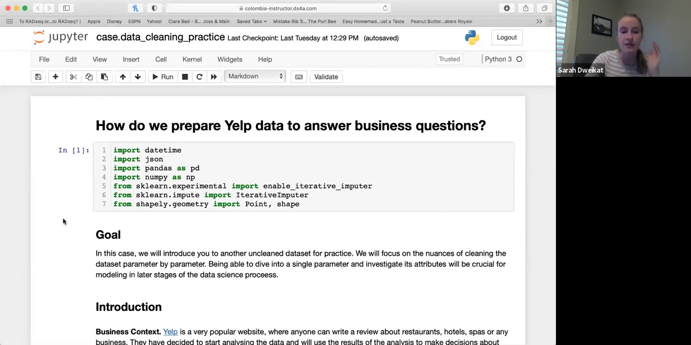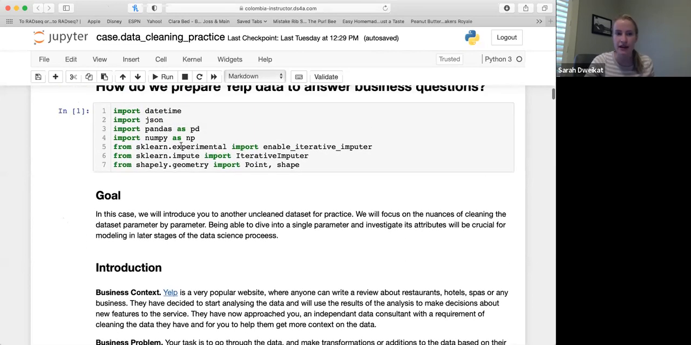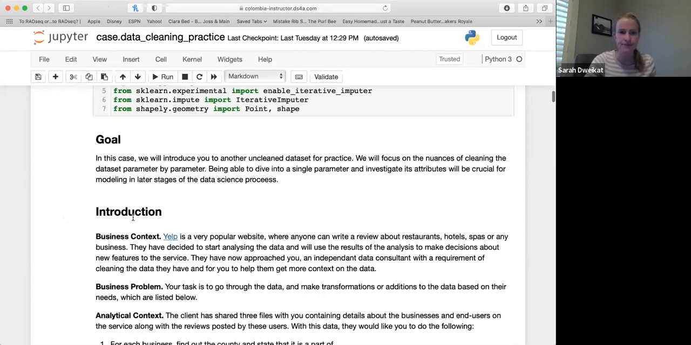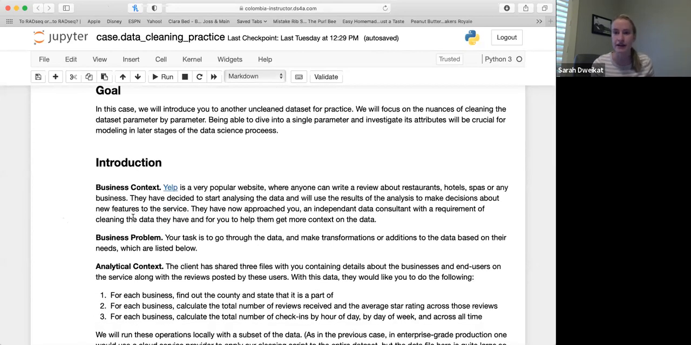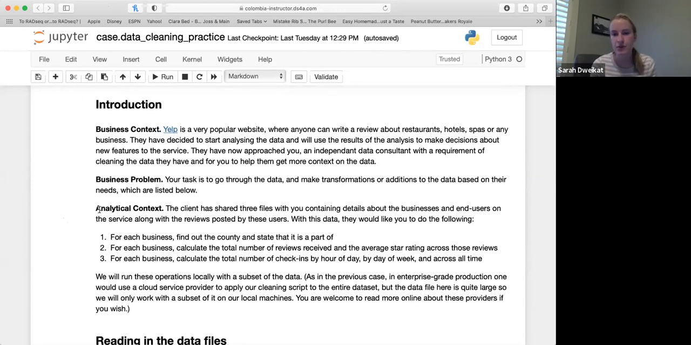Okay, so the goal of our case today, and you can follow along with getting your packages imported, is data cleaning, like I said. We're going to work with an unclean data set, and we're going to continue on with what you've been learning and do a couple of more advanced things in terms of different ways you can clean your data. We're going to be working with Yelp data, so reviews for restaurants and hotels, different businesses.